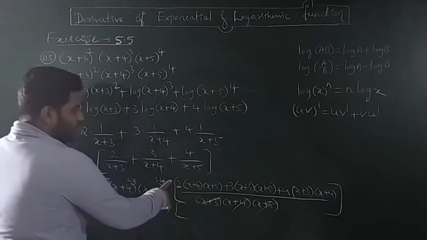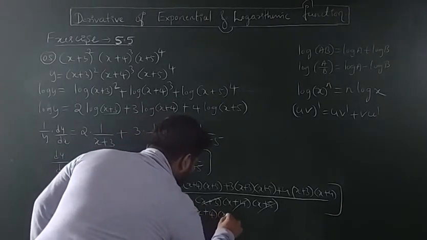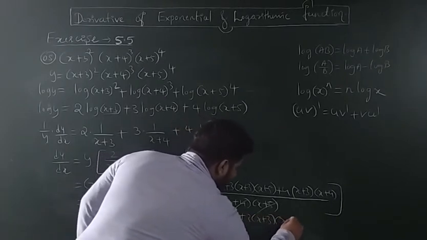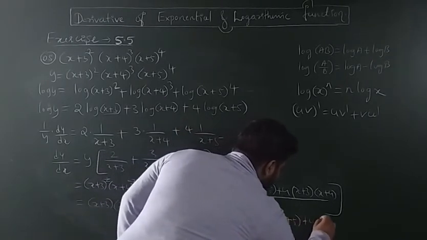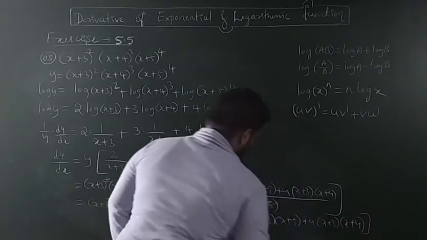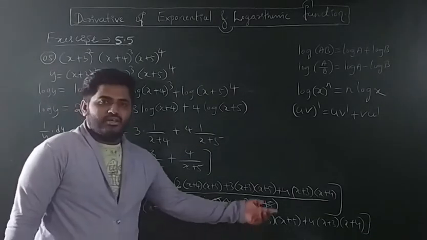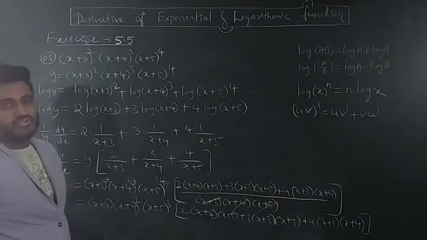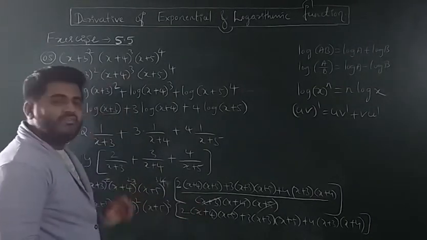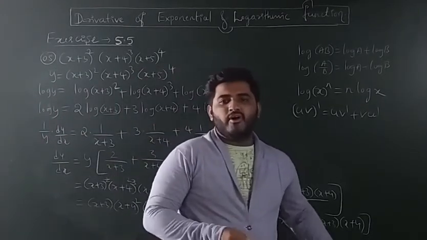So in the bracket, you write that one as it is: 2 into x plus 4, x plus 5, 3 into x plus 3, x plus 5, plus 4 into x plus 3 and x plus 4. So here it is. Right? Here this concept ends. So this is the answer for this question. I hope you understood. Whatever there is in the denominator and numerator, we have cancelled the same terms and got the answer. So this is the fifth problem.